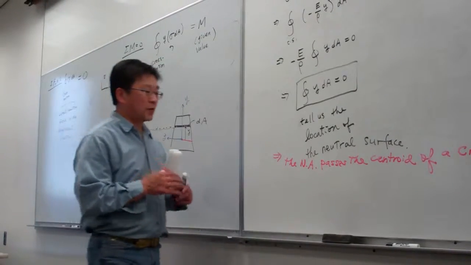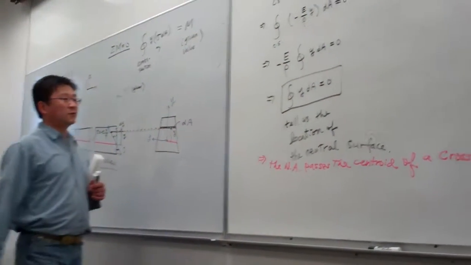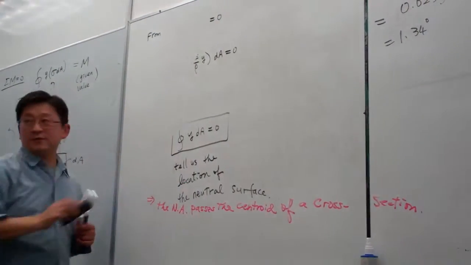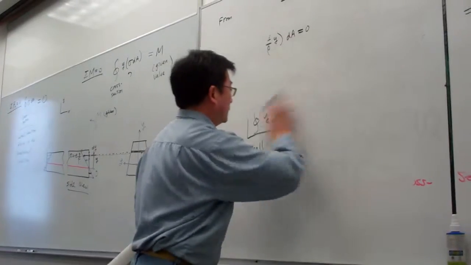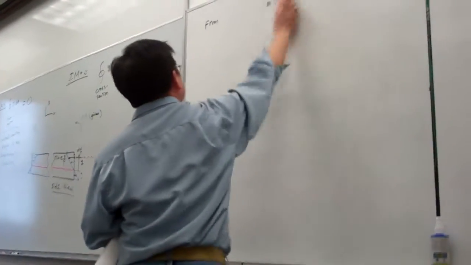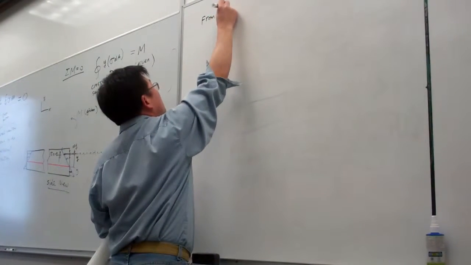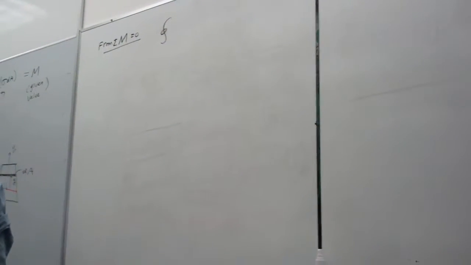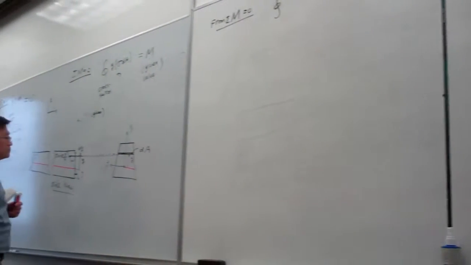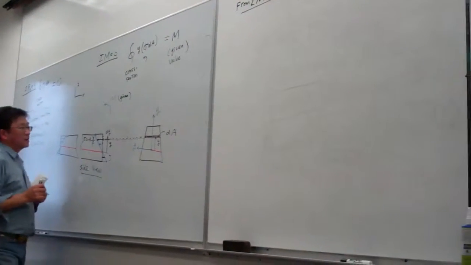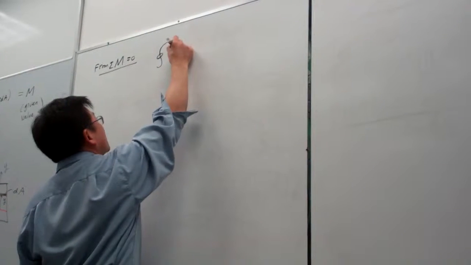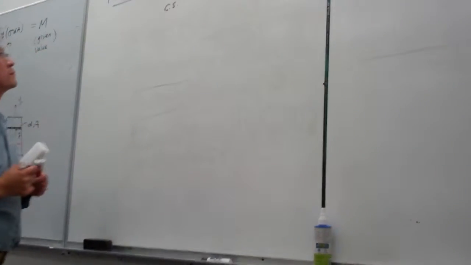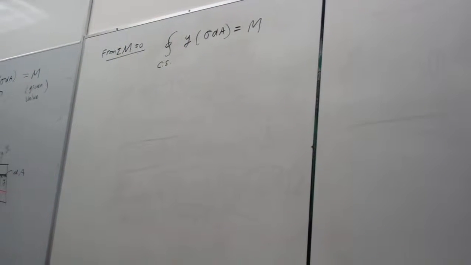Okay, and so now we move on to the second one. So once we now determine the neutral axis, then we can determine what this value is here. Any questions? Okay, let me write out here and explain. So here I want to give you a little more explanation.